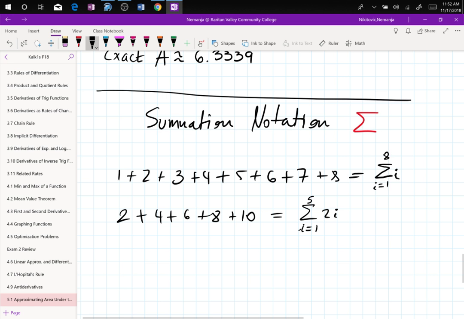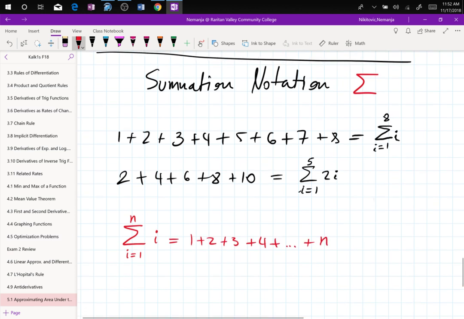So summation notation of i, where i starts at 1 and goes to some number n, is going to be 1 plus 2 plus 3 plus 4 plus dot dot dot plus n at the end, because that's where it ends.